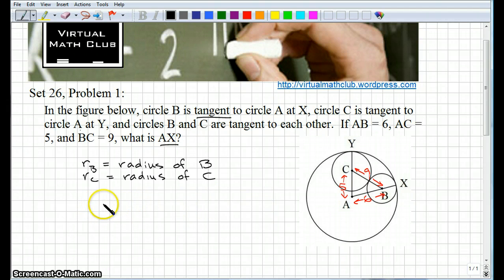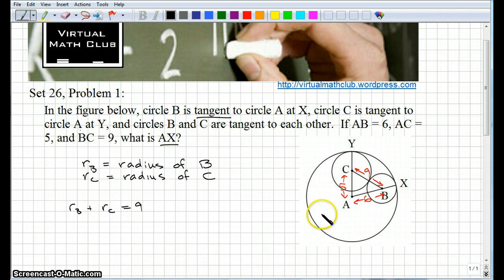All right, so let's figure out what we know. One thing I'm seeing here is we know this length from B to C. That's 9, and you can see that this segment is coming from the center of B, passing through this tangent point, and going to point C. So that's telling us that the radius of B plus the radius of C is equal to 9. Okay, so we can work with that.